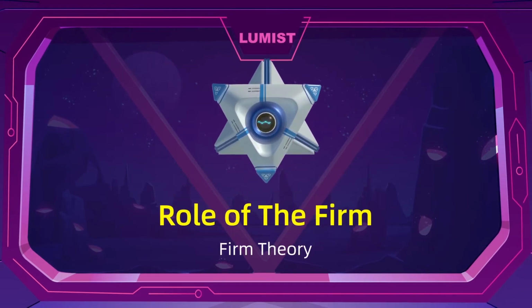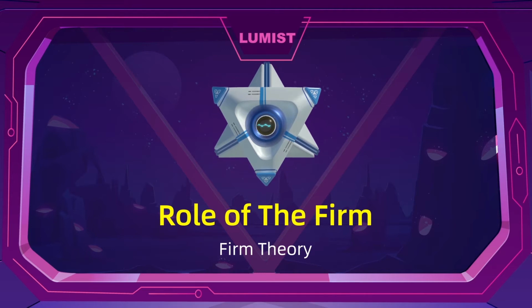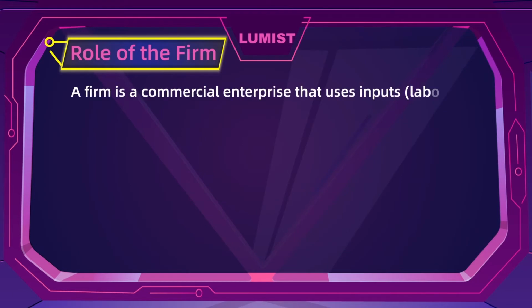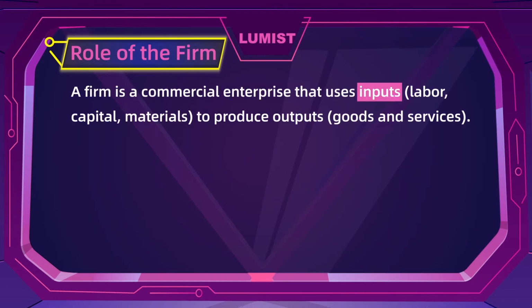Last chapter, we discussed consumer theory, and in this chapter, we're going to take a look at firms. First, what is a firm? A firm is a commercial enterprise that uses inputs such as labor, capital, and materials to produce outputs, which we call goods and services.